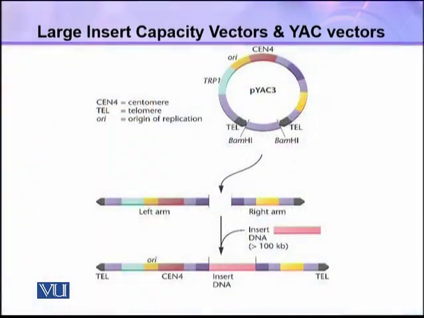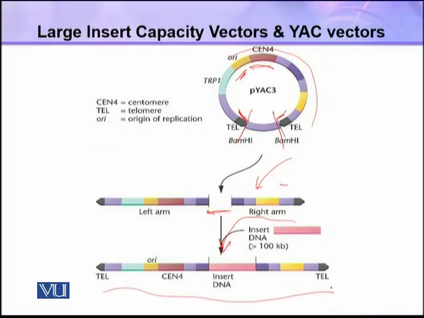So here you can see this is YAC plasmid, and it contains, this is a centromere, this is origin of replication, and these are two telomeres. So this plasmid is cut by BamHI, so it acquires this form, and here a fragment of DNA can be added. So after addition of a foreign DNA, it will become like this.